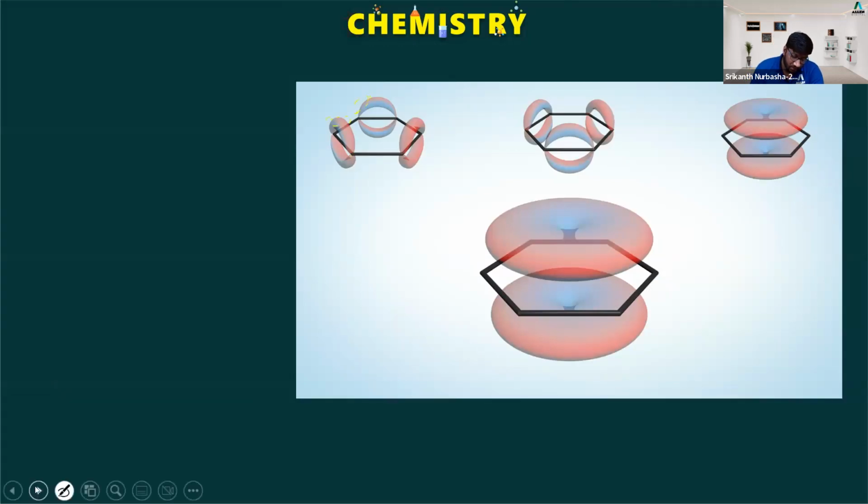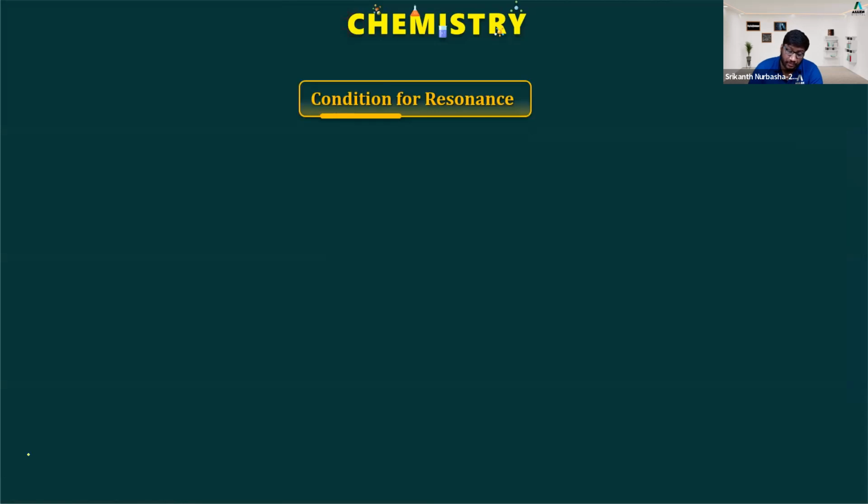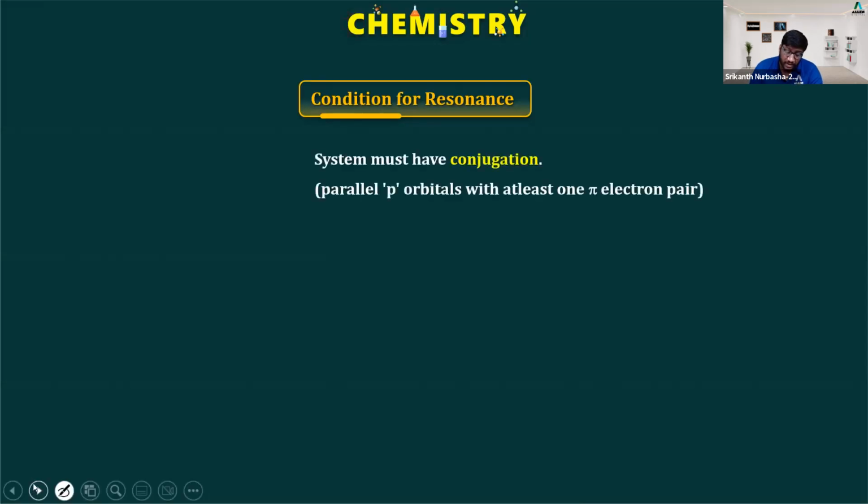So let us start with resonance and what are the conditions for resonance. If you look at the condition for resonance, students, there should be conjugation or not. If there is no conjugation, there is no possibility for resonating structure. The system must have conjugation. That means parallel p orbitals with at least one pi electron pair should be there.